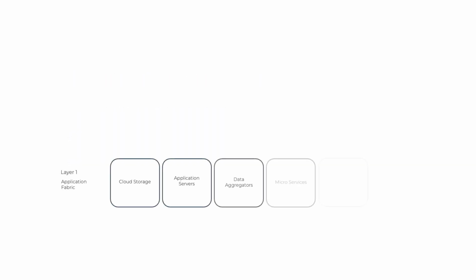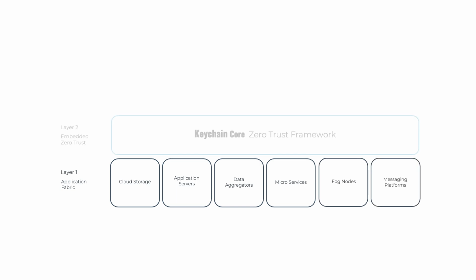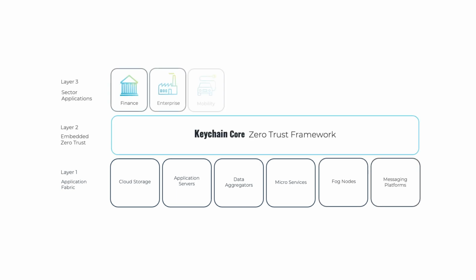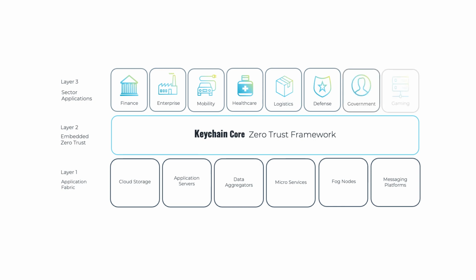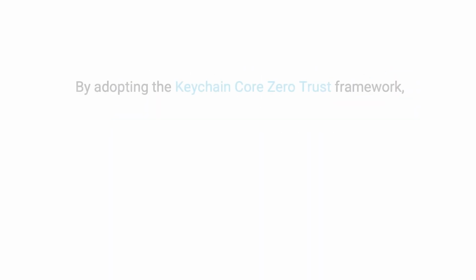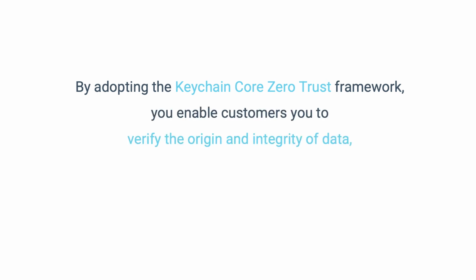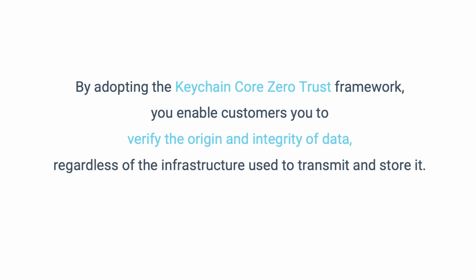Using Keychain Core, your team will enjoy the control and customizability of in-house development based on easy-to-use, native, composable building blocks. By adopting Zero Trust, you enable customers to independently verify the origin and integrity of data, regardless of the infrastructure used to transmit and store it.